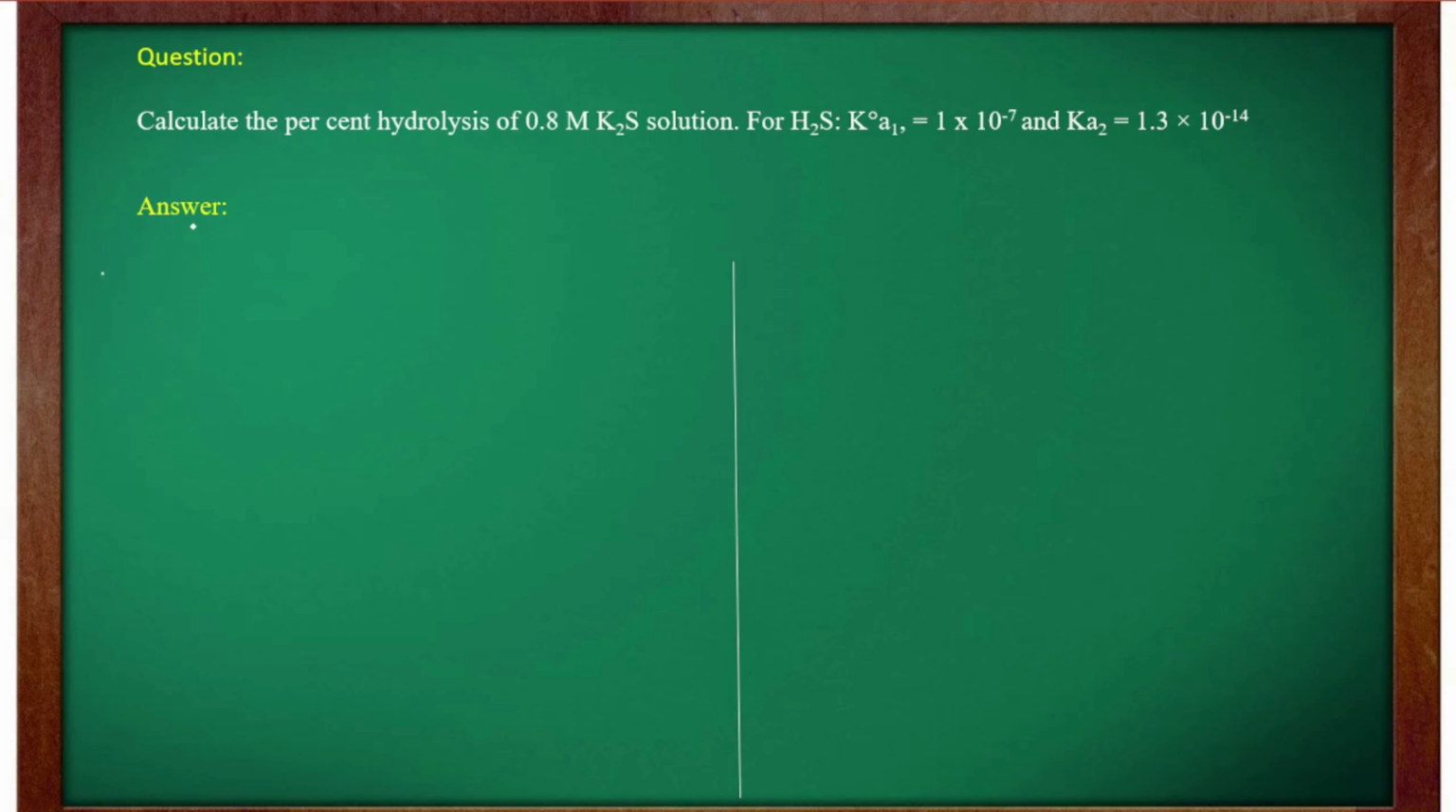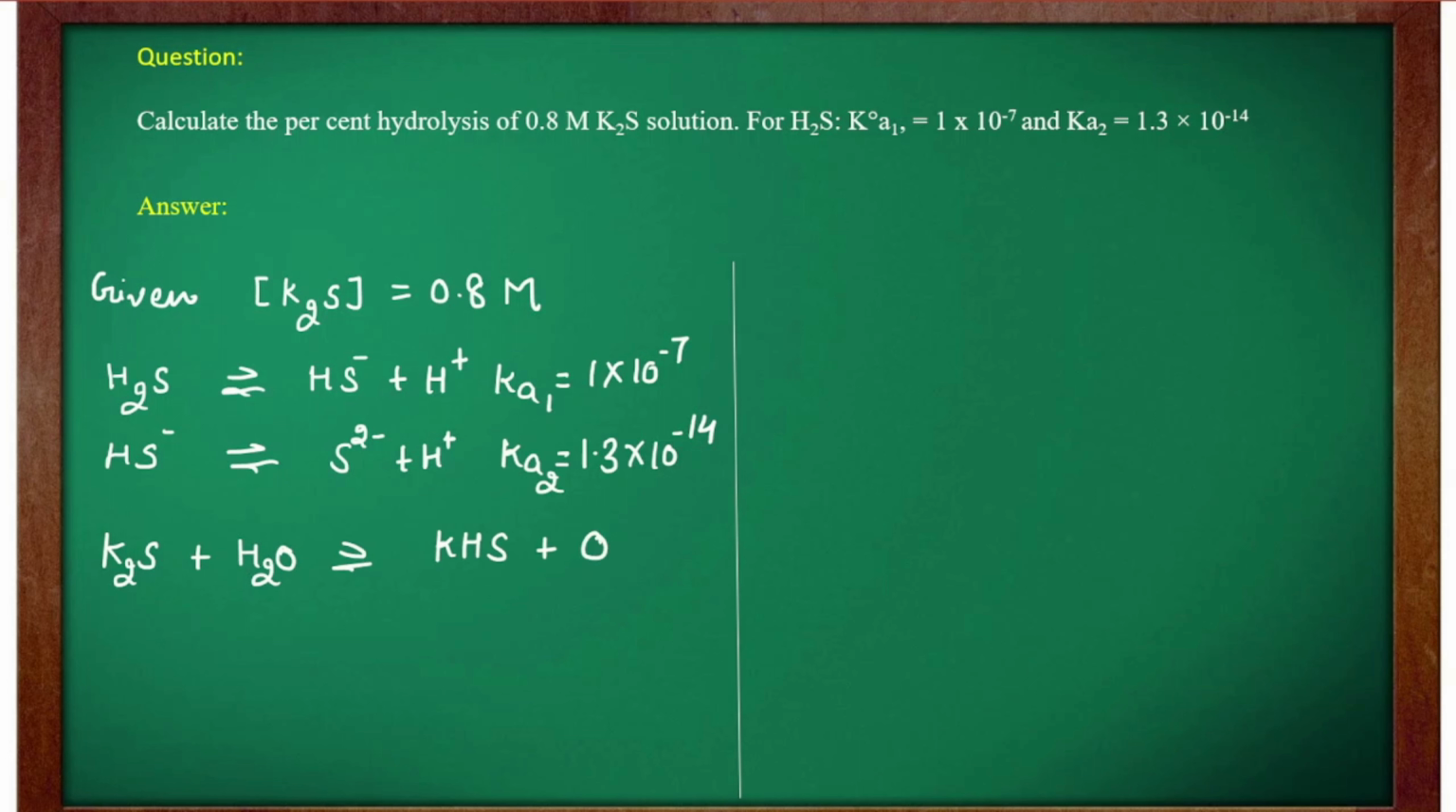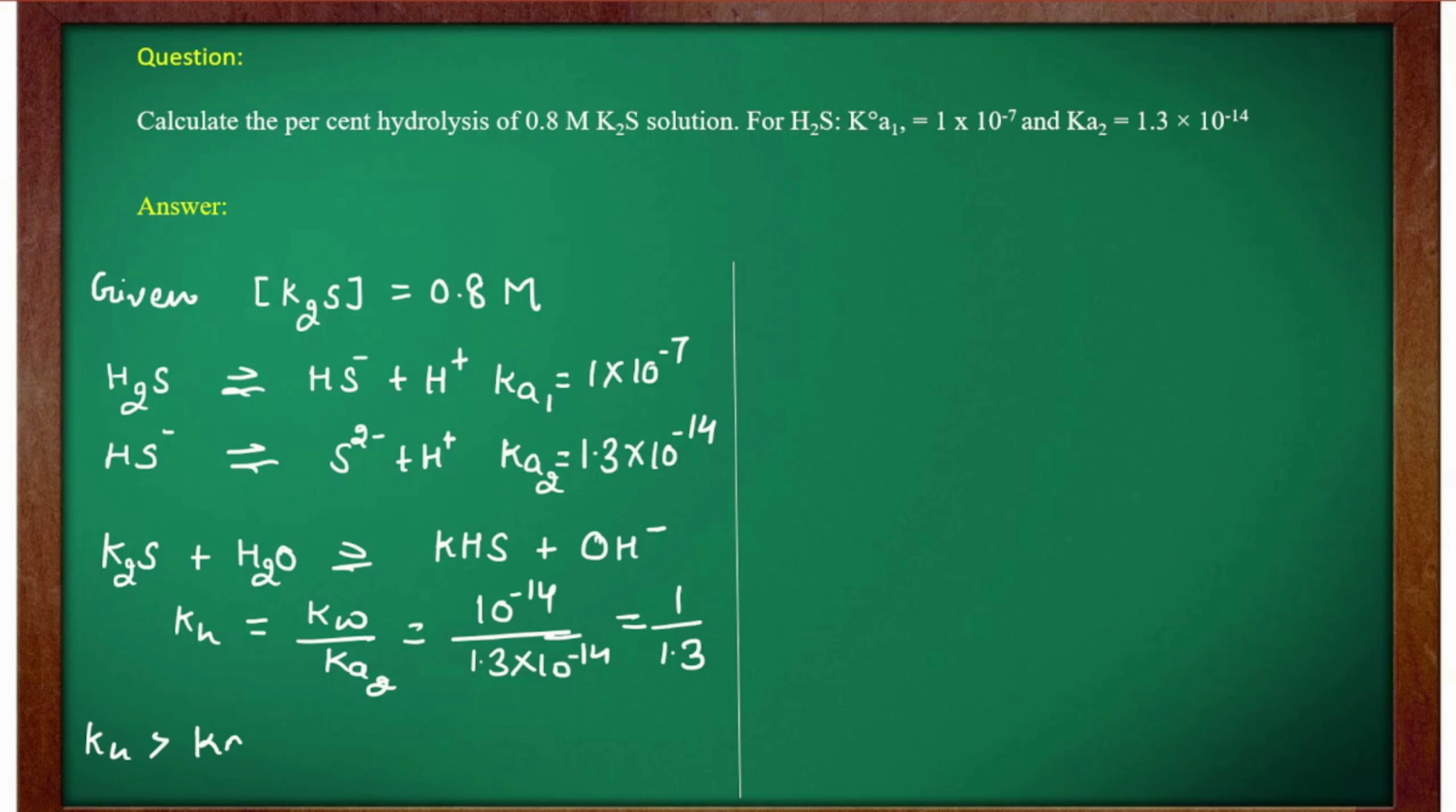In the above question, the given concentration of potassium sulfide is 0.8 molar. The dissociation constant of hydrogen sulfide for the first step is 1 × 10^-7, and the second dissociation step is 1.3 × 10^-14. Dihydrogen sulfide dissociates in 2 steps. The first dissociation step is dihydrogen sulfide into hydrogen sulfide and hydrogen ion. Hydrogen sulfide dissociates into sulfide and hydrogen ion.